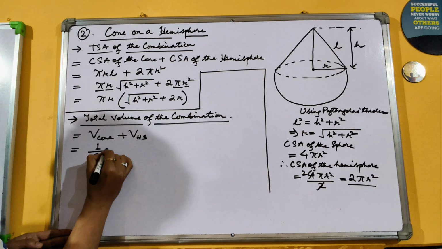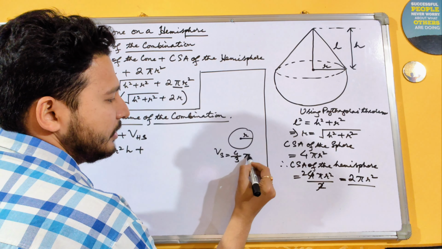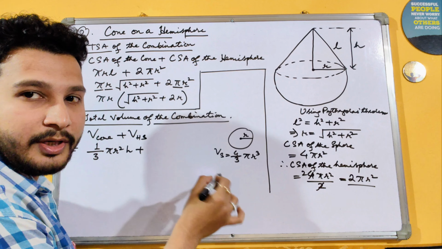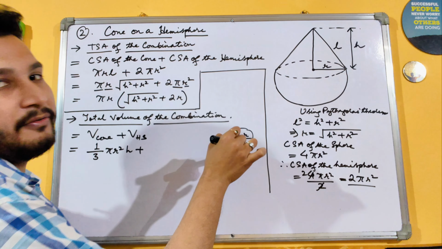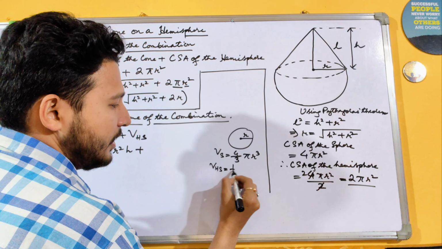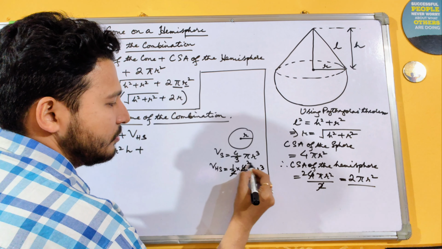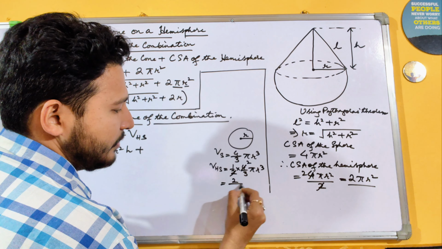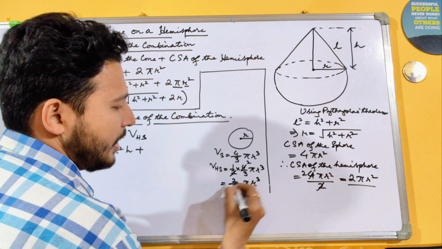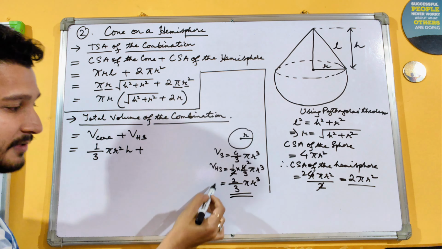Before that, let's find out the volume of a sphere. If you have a sphere with radius r, the volume of the sphere will be 4 by 3 pi r cube, 4 by 3 times pi times the cube of the radius. The volume of the hemisphere will be half of that, half into 4 by 3 pi r cube. 2 2s are 4, so your answer will be 2 by 3 pi r cube. That's the volume of the hemisphere. Now let's put this here, 2 by 3 pi r cube.